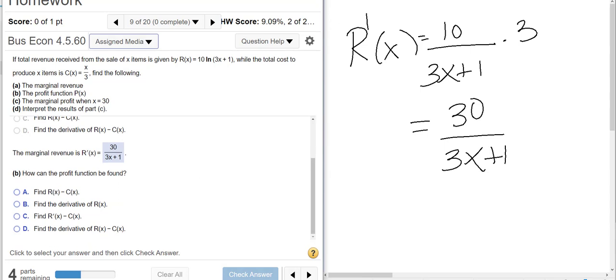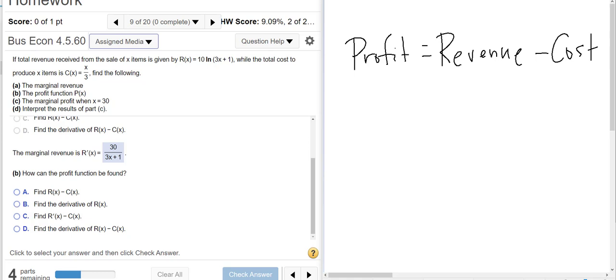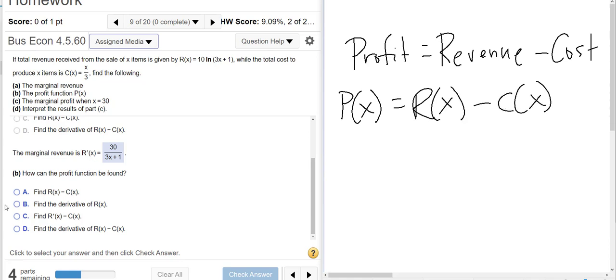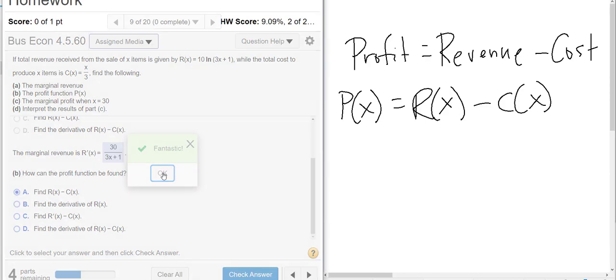Now they want us to find profit. Well, you know what profit is. Profit is what's left over from your revenue, that's the money in, minus the money out. So it's revenue minus cost, or in function notation, P of x is R of x minus C of x. So to find the profit function, we're not taking a derivative yet. This is just a straight profit function, R of x minus C of x.